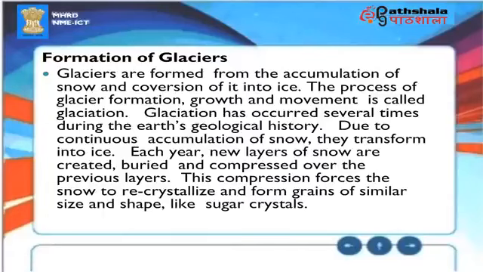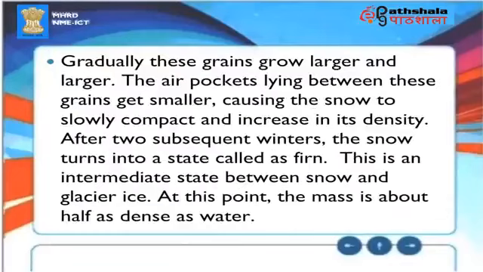This compression forces the snow to recrystallize and form grains of similar size and shape, like sugar crystals. Gradually, these grains grow larger and larger. The air pockets lying between these grains get smaller, causing the snow to slowly compact and increase in density. After two subsequent winters, the snow turns into a state called firn. This is an intermediate state between snow and glacier ice. At this point, the mass is about half as dense as water.